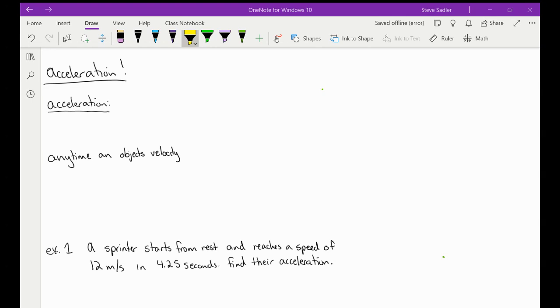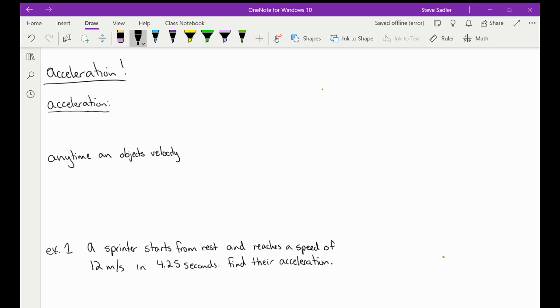All right, everybody, we are on to acceleration, accelerated motion. We are continuing on from velocity and speed. This is kind of the next step. So let's talk a little bit about what acceleration is.